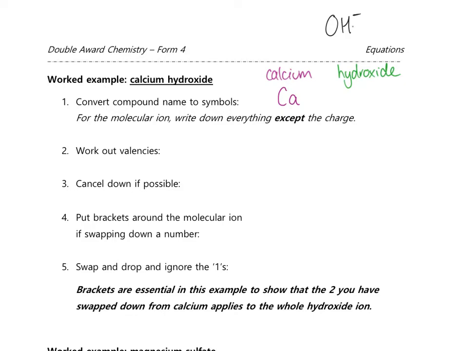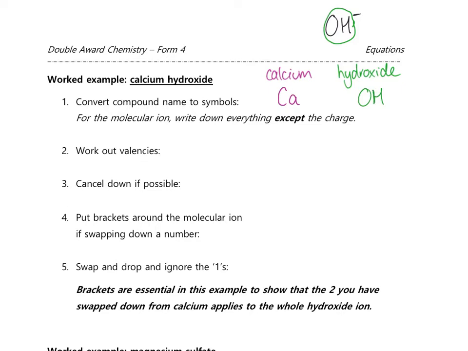So what am I looking at here? Well, I'm just looking at my OH. If there was any little numbers down at the bottom, I would include them, but in this case, there's no numbers down at the bottom, and I don't want to include the charge. So hydroxide here, I'll just write OH, but do not include the charge.